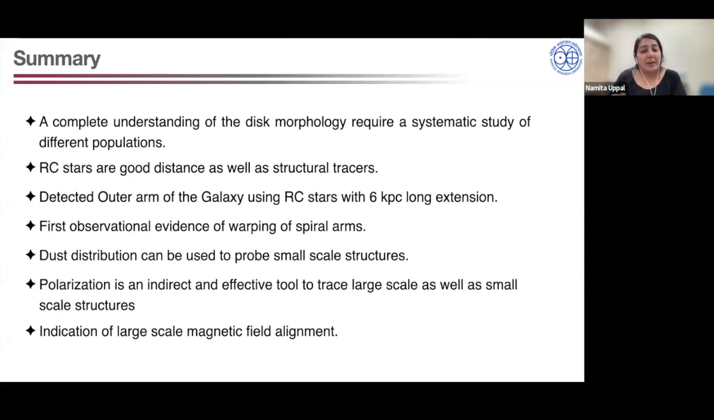And apart from the stellar distribution, dust is a very good structural tracer. If we can probe the structure of the galaxy using dust, then it will be best. Polarization is a very efficient and indirect way to trace the small scale as well as large scale structure of the galaxy, and it also gives us hints about the magnetic field orientation within the galaxy.